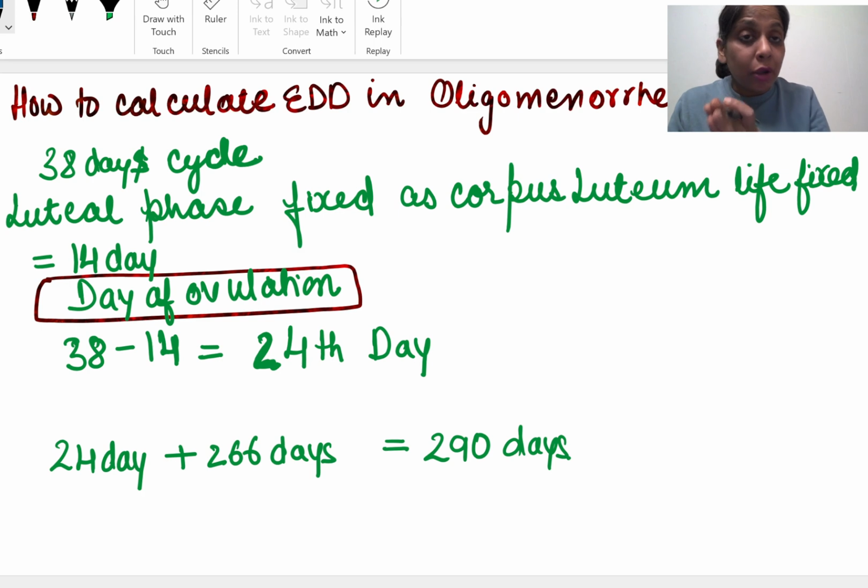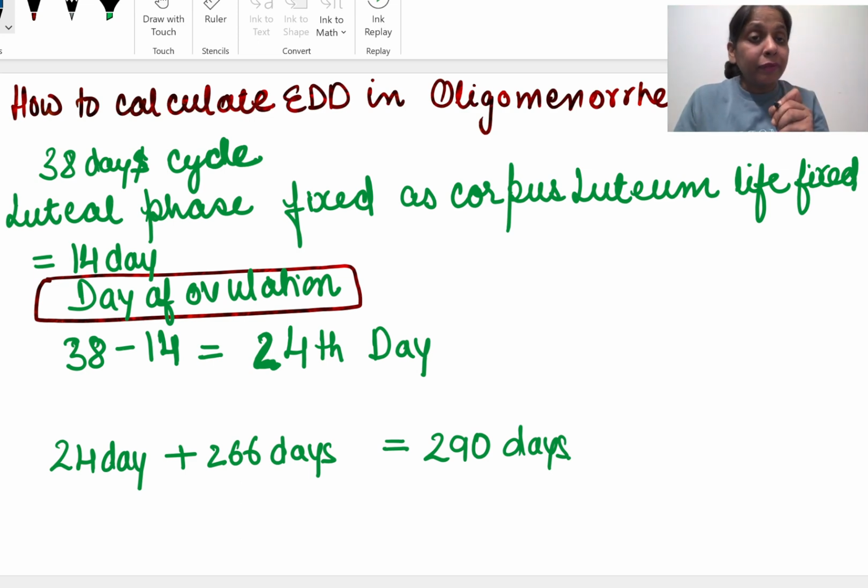So in the case of the 38 day cycle, the ovulation is occurring on the 24th day. The remaining 14 days is the luteal phase. Okay, so now we will add 24 days to 266 days. That counts to be 290. We know that 9 months and 7 days make how much? 280 days, isn't it? We did in the last slide that 9 months and 7 days make 280 days.